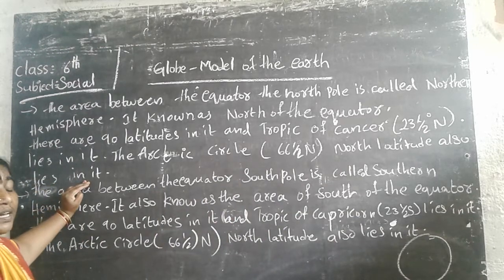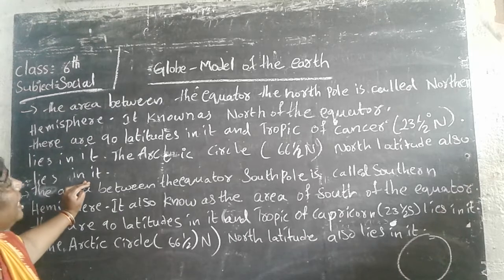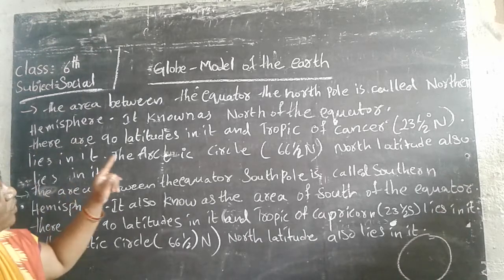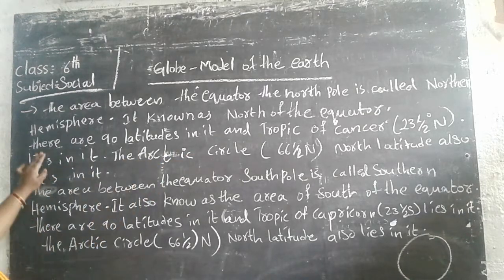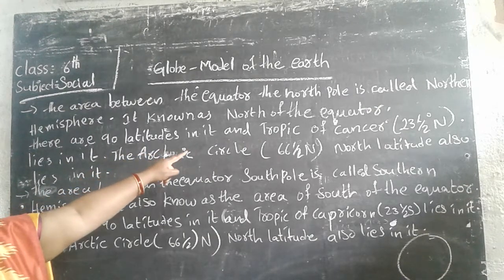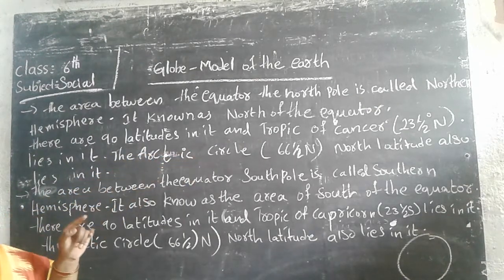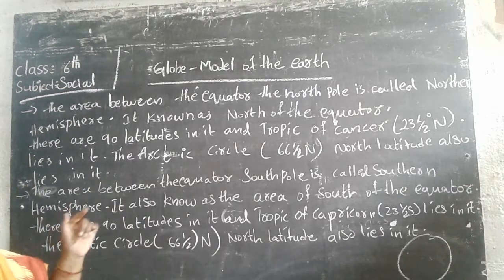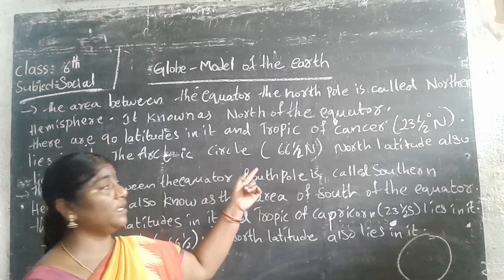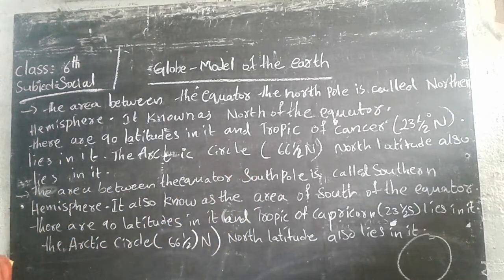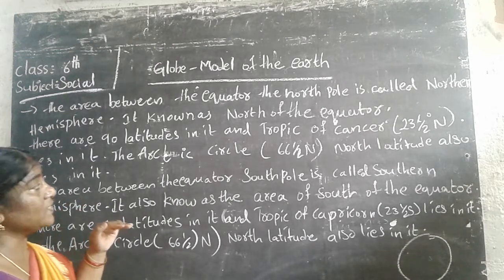What is the northern hemisphere? The area between the equator and the North Pole is called the northern hemisphere. It is known as the north of the equator. There are 90 degrees of latitude in it, and the Tropic of Cancer at 23.5 degrees north lies in it, and the Arctic Circle at 66.5 degrees north lies in it. The northern latitudes also lie in it.